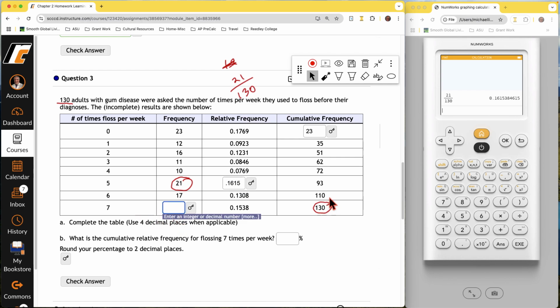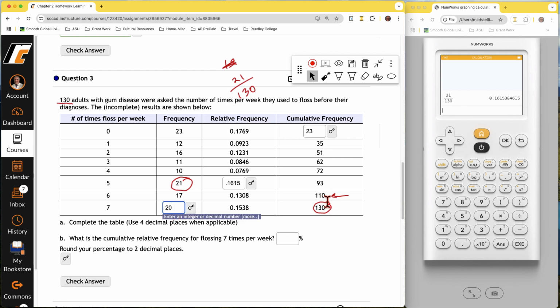Well, you could see that cumulative here was 110, and whenever we added this, we ended up at 130. So then we must have had to add 20. 110 plus 20 gives us 130. So that must be the additional that was right there. I'm going to go with 20.